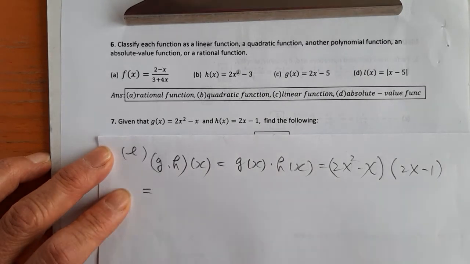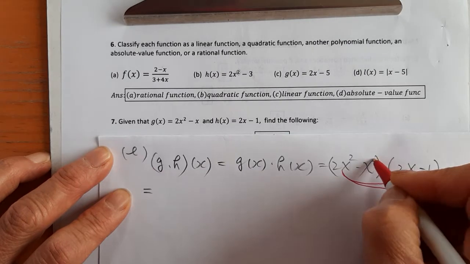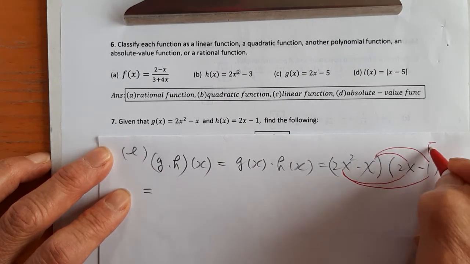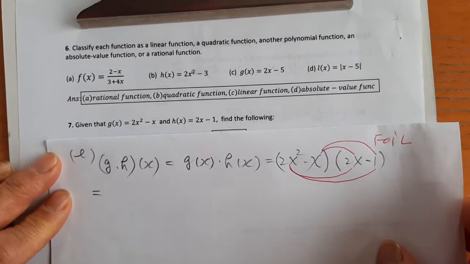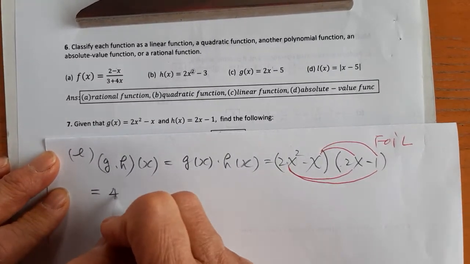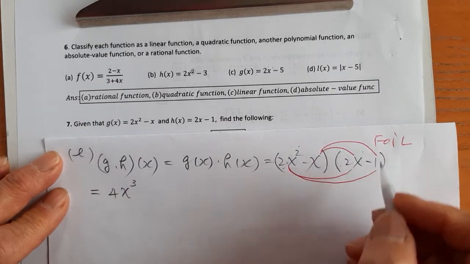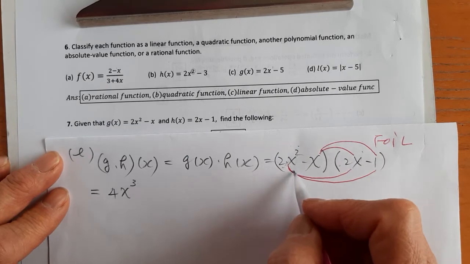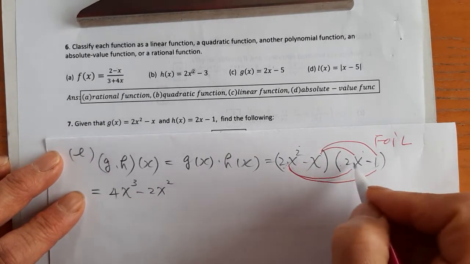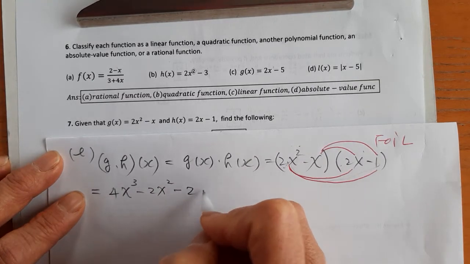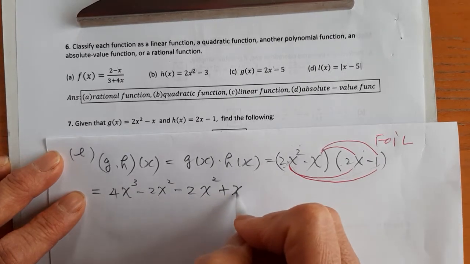You need to simplify it and use the FOIL. First term product, outer term product, inner term product, last term product. It's a FOIL method. 2x squared times 2x, 2 times 2, 4, x squared times one more x is x cubed, so 4x cubed. 2x squared times negative 1 is negative 2x squared. Negative x times 2x is negative 2x squared. Negative x times negative 1 is a positive x.